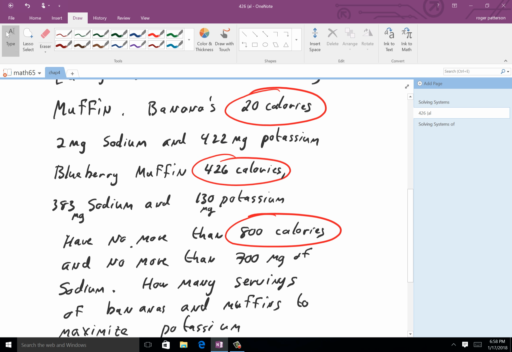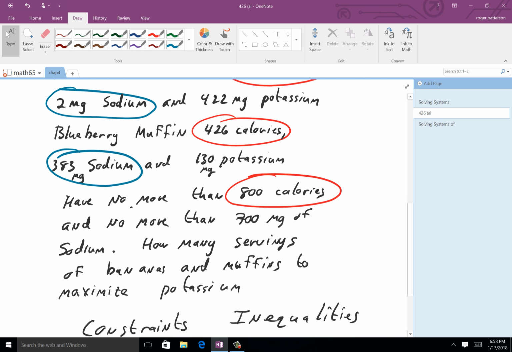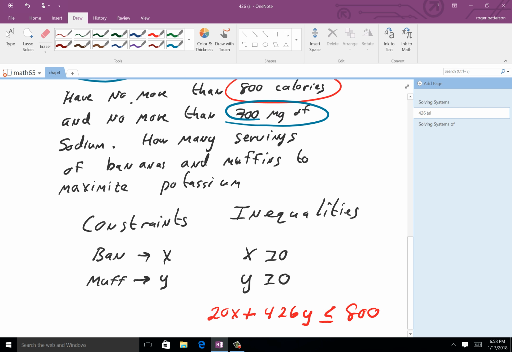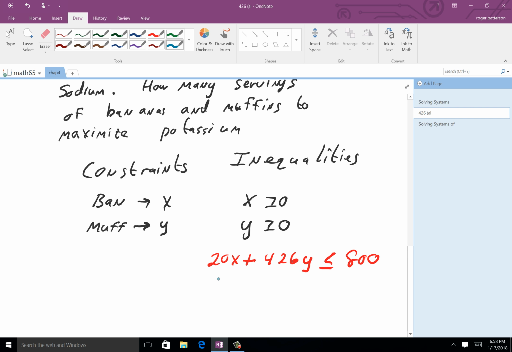Then what else? Let's see, we have sodium. So we have 2 milligrams of sodium there, I have 383 milligrams of sodium there, and I have no more than 700 milligrams of sodium there. So let's write one for that one. What would that look like? 2x plus 383y less than or equal to 700. Okay. All right. That's it. Those are all the inequalities we're going to have.